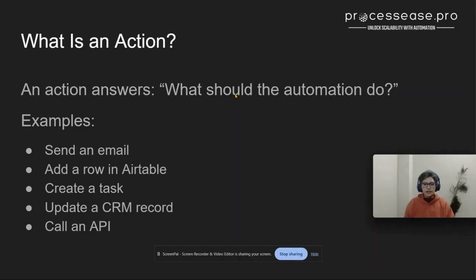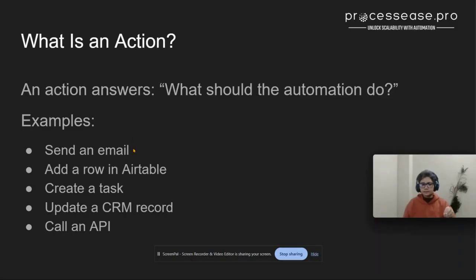Now next is action. So action is what should automation do? It follows essentially the trigger. Now there could be multiple actions in one workflow. So you can create the contact, and then maybe you want to update the phone number only for that contact. So those are two actions in that. Anything we do, like send an email, add a row to Airtable, create task, as you can see here, or even call an API. That is also an action from the perspective of the automation tool that you are using.